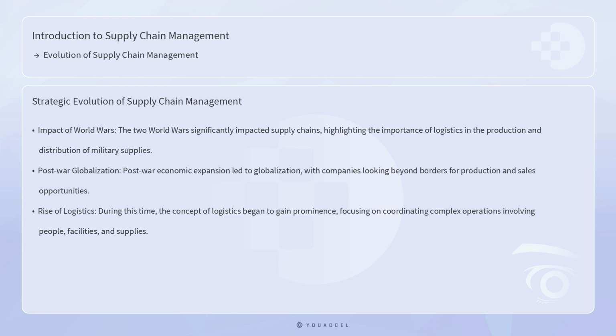The 20th century witnessed several key developments that propelled supply chain management into a more strategic business function. The two world wars significantly impacted supply chains, as the need for efficient production and distribution of military supplies highlighted the importance of logistics. Post-war economic expansion led to globalization, with companies increasingly looking beyond their borders for production and sales opportunities. During this time, the concept of logistics began to gain prominence, focusing on the coordination of complex operations involving people, facilities, and supplies.